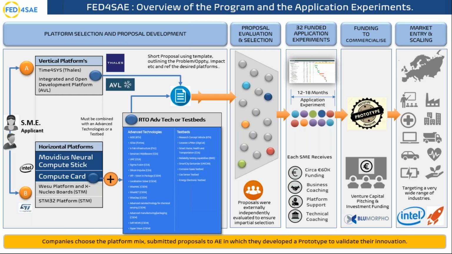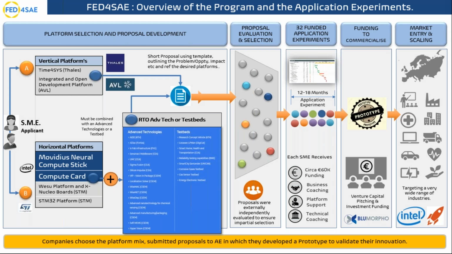So CEA, Fraunhofer, KTH, and Fortiss, to name but a few, offered a range of their advanced technologies in their test beds. And these were then referenced in a proposal, and we provided a template to applicants, and we provided help and coaching. And those proposals were submitted aligned to those calls, and they were independently evaluated by an external panel. And then that led to the selection and funding of 32 application experiments. One or two ran for a short 6 months, but the majority of them ran for a period of 12 to 18 months. And they're all going on in parallel. A lot of them are still in flight at the moment.